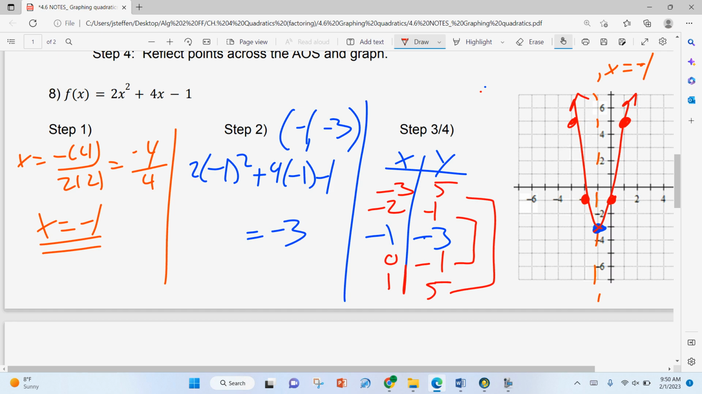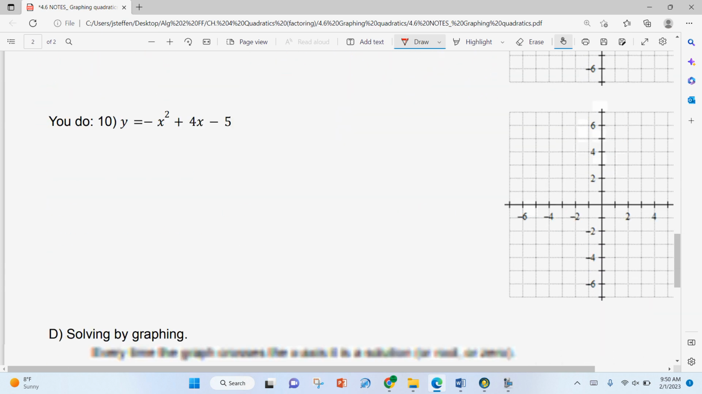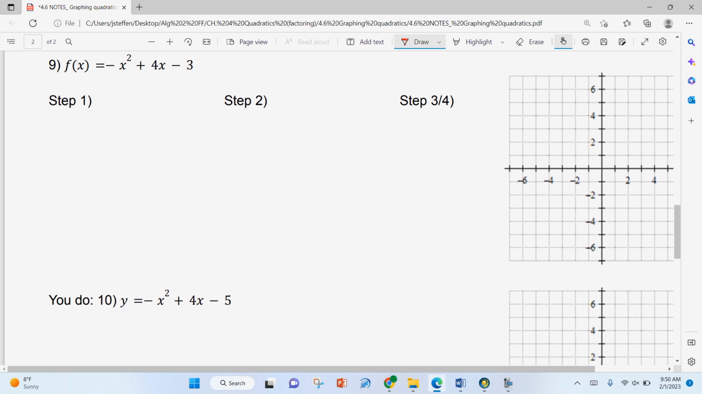So I was going to double check that quick. Okay, that looks right on mine, I hope. All right. So doing another one, I'm going to skip the you-do problem for number 10, just because we're not going to have a lot of time. But number 9, another really quick one.